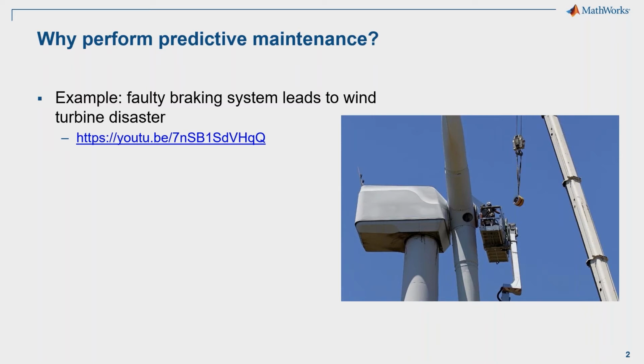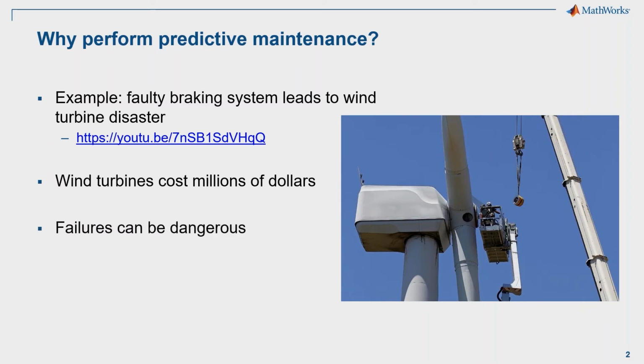Or if you've ever been in an airport and you get that nice notification over the speakers saying our flight's been delayed due to mechanical issues, right? These are all situations where predictive maintenance could have been potentially helpful, where we have these systems that cost millions of dollars either to produce or to operate, or both. And failures can be very dangerous or very, very expensive, right?